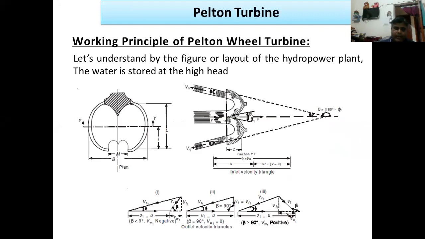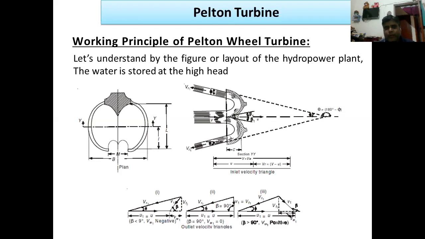When beta is below 90 degrees, then u1 is equal to u2 and Vf is perpendicular, that means Vw1 will be negative. Second case is beta is 90 degrees, then Vw1 is equal to 0. Third case is when beta is greater than 90 degrees, then Vw1 will be positive.